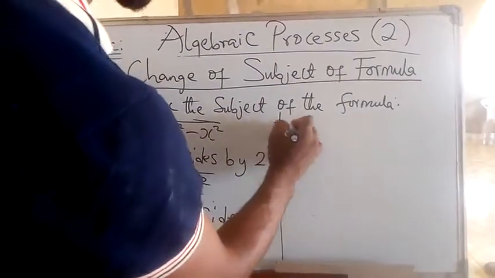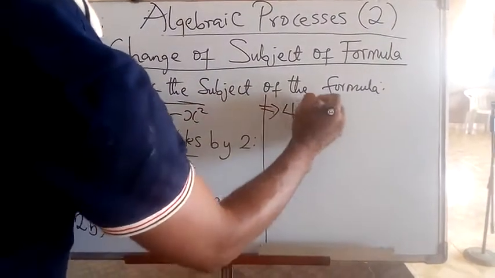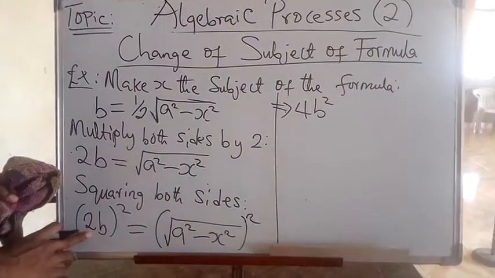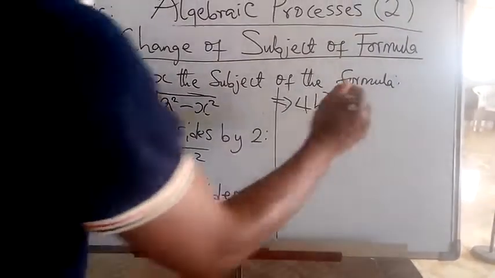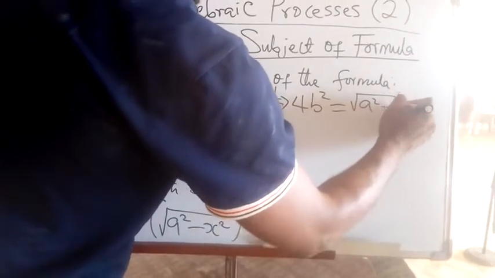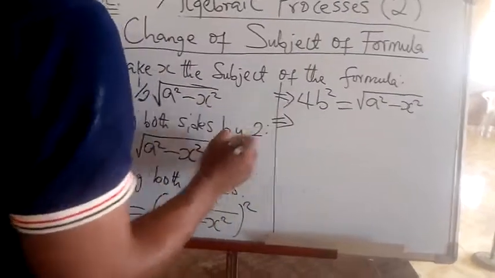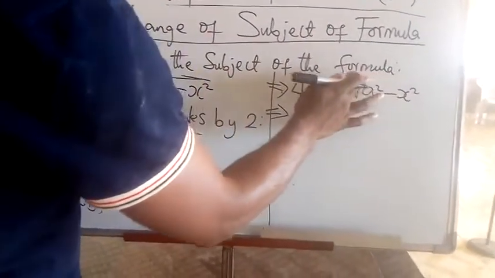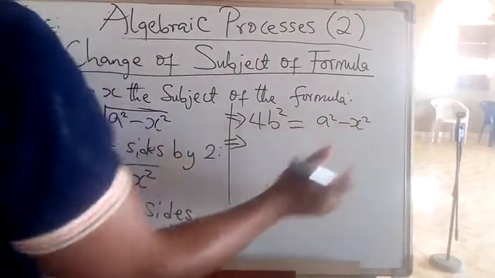So for the first side, when we square it, we would have 4b squared, because the coefficient squares and then the variable also squares. And then when we square the square root, it gives us a squared minus x squared. Thus we'll be having a squared minus x squared.